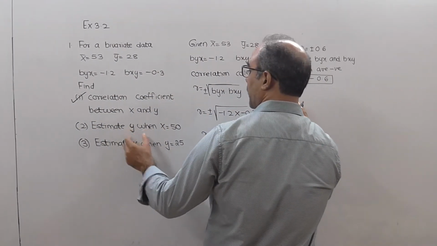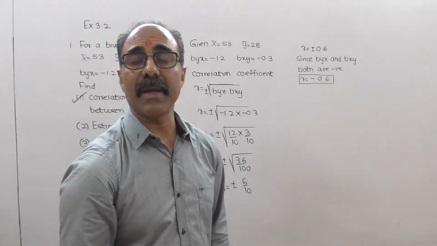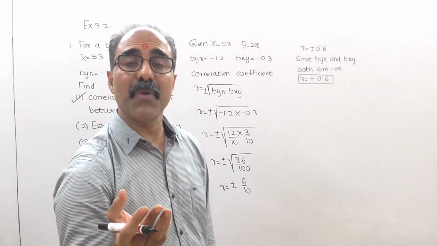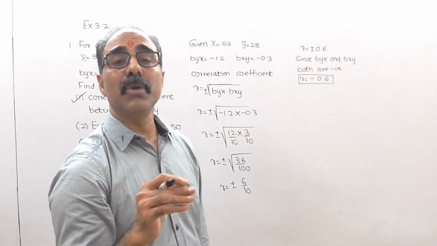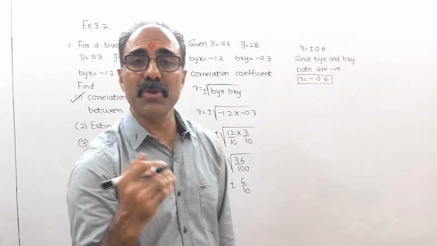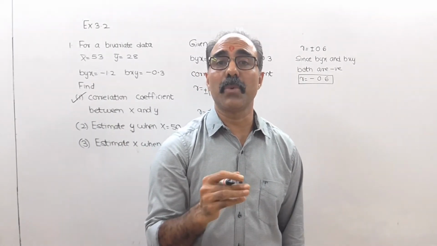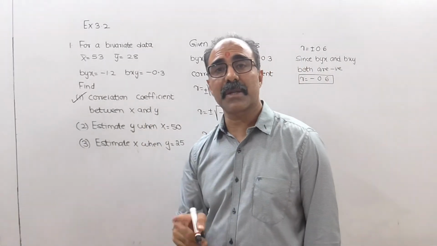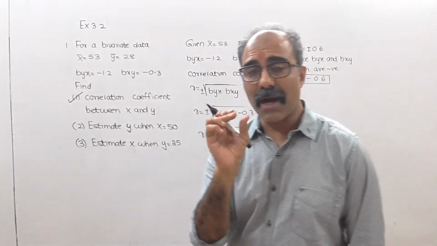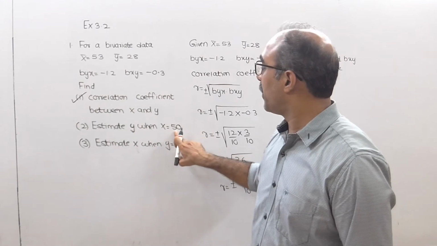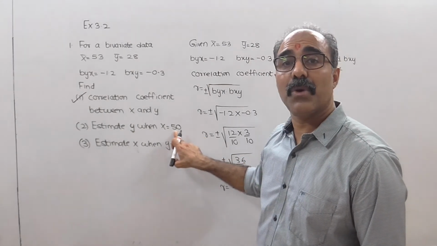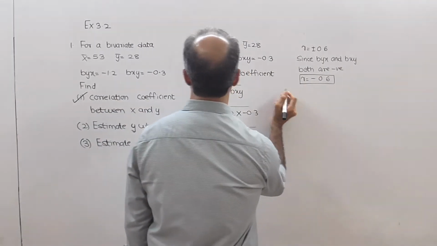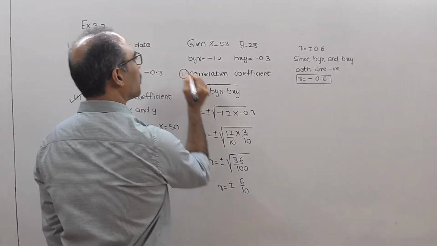I think you want to estimate y. If you have to find the value for y, you have to find the regression line of y on x. If you have to find the value of x, use the regression line of x on y. First you should ask yourself which equation you want to find. If you have to find the value of y, first you find the regression line of y on x. After having done it, substitute the value x equal to 50 in that equation. So I want to estimate the value for y.